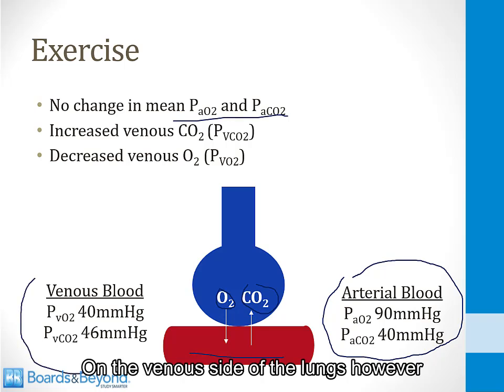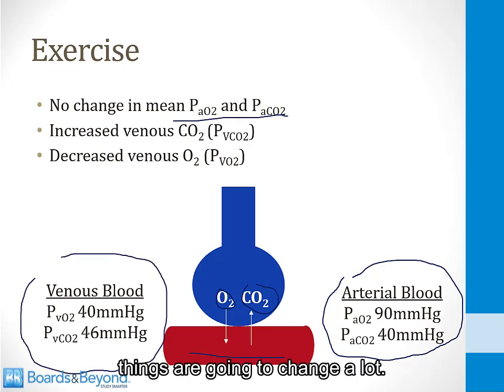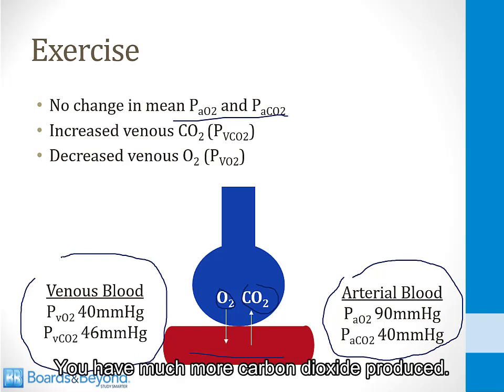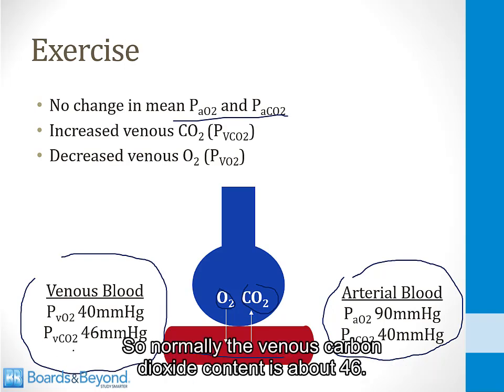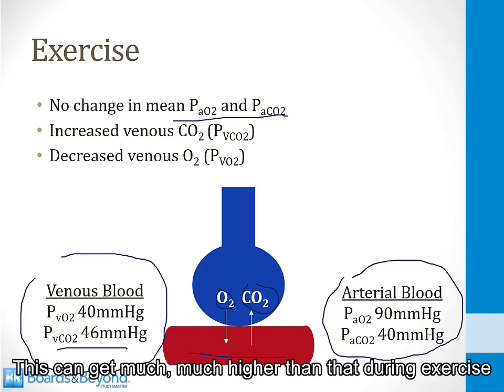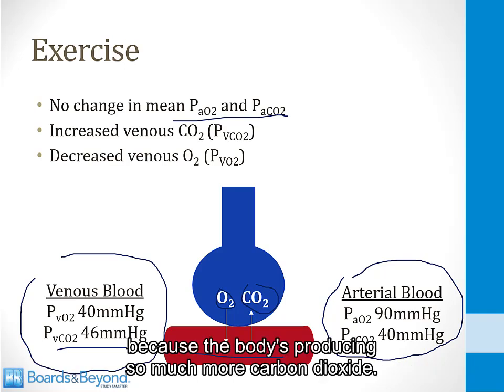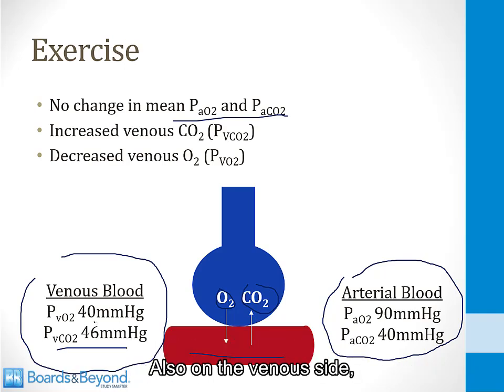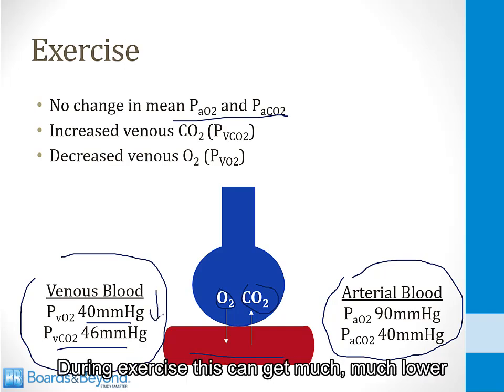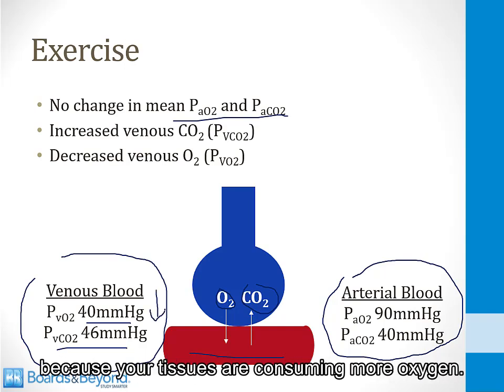On the venous side of the lungs, however, things are going to change a lot. You have much more carbon dioxide produced. So normally the venous carbon dioxide content is about 46. This can get much, much higher than that during exercise because the body's producing so much more carbon dioxide. Also on the venous side, the oxygen content can get as low as 40 under normal circumstances. During exercise, this can get much, much lower because your tissues are consuming more oxygen.